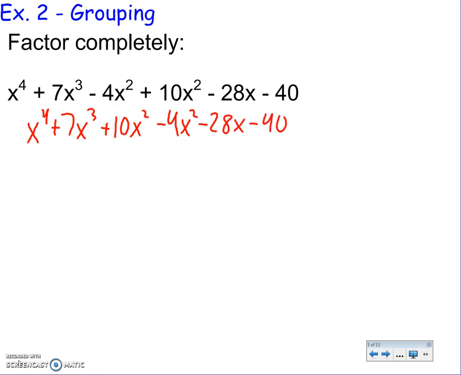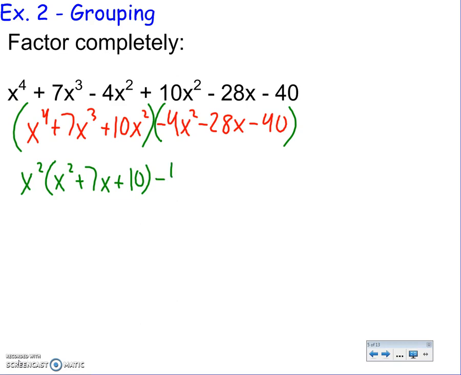Alright, I'll try the 2 groups again. Let's try this group of 3 and the other group of 3. Well, again, this is still x squared, so what's left is x squared plus 7x plus 10. This other one, I can take out a negative 4. What's left was x squared plus 7x plus 10. Now the insides match. So that is my GCF.